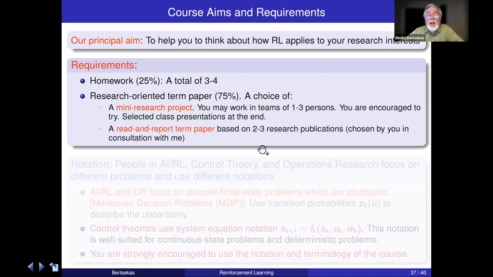On the other hand, there's another option, a read and report type of term paper, whereby you will take 2 or 3 research publications, journal papers or other reports that connect. They should be connected and you should critically review them and draw some conclusions from them. The choice of publication is up to you, and you can also consult me, or if you want me to give you some hints, I will do that.